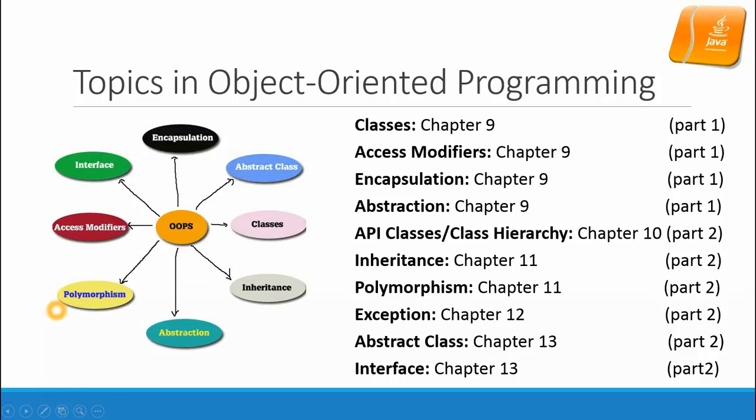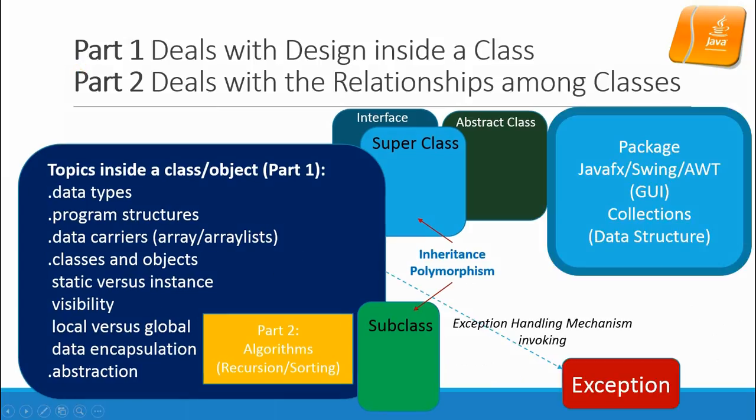Inheritance, polymorphism, abstract class, interface. These are in Part 2. The corresponding chapters are listed down here. Basically, Part 1 deals with the design inside a class. We list down the topics in Part 1 right here. Part 2 deals more with the relationship among classes.